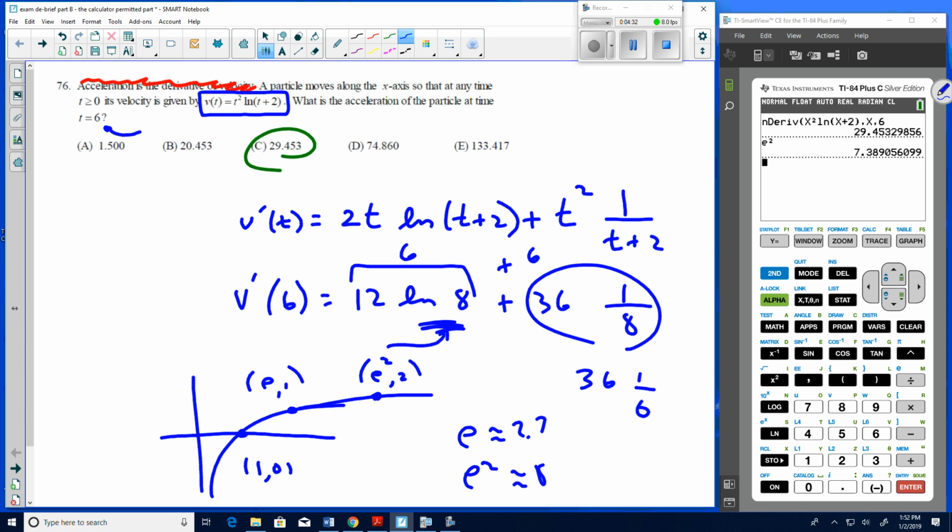Oh, I can't multiply. 12 times 2 is 24. So 24 plus 6 is about 30. Yeah, there's the answer. That's the only one that's reasonably close. So conceivably, you could have done this without a calculator, but with a calculator, it's a 10-second problem.